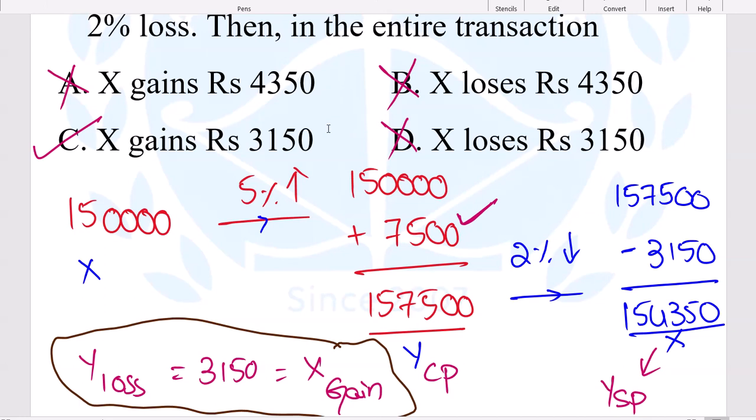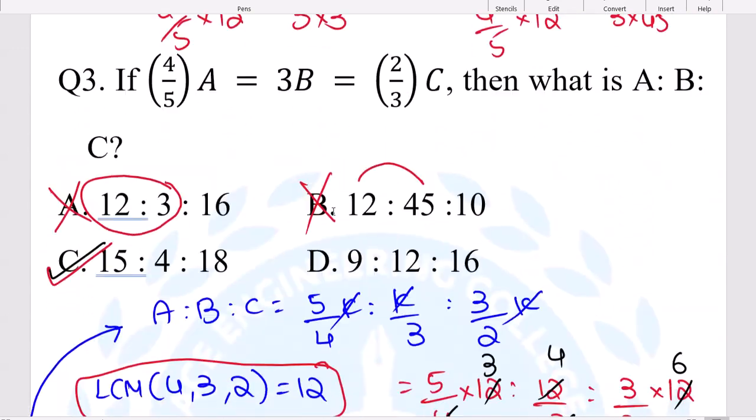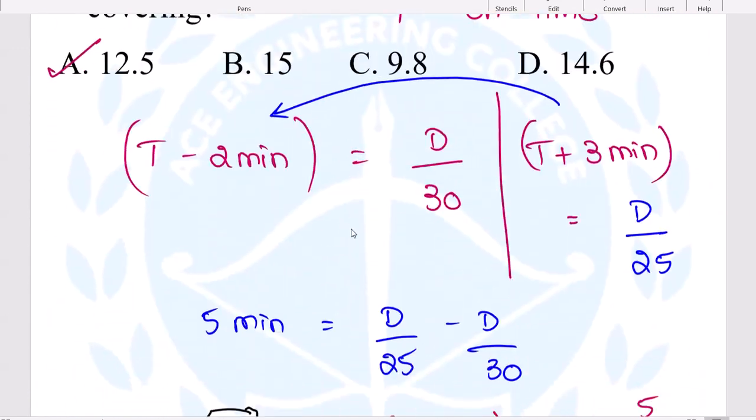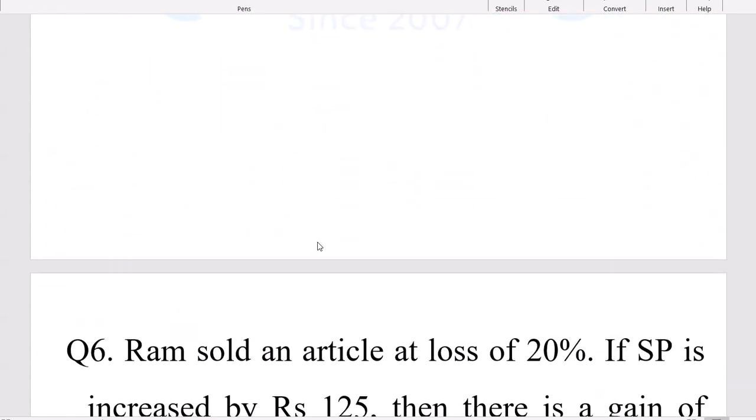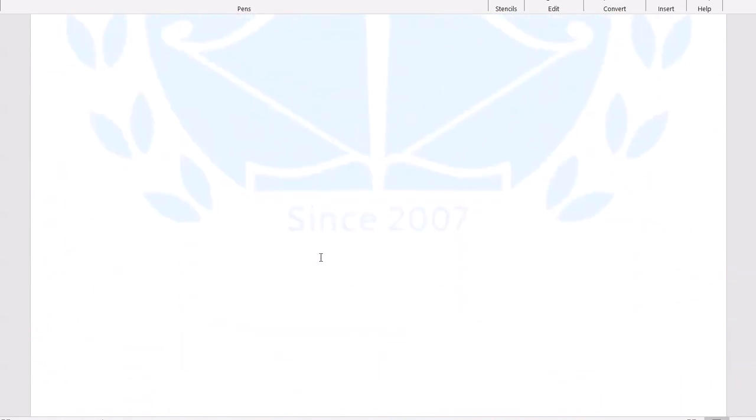The next one, no doubts. Question 14, the 14th question.